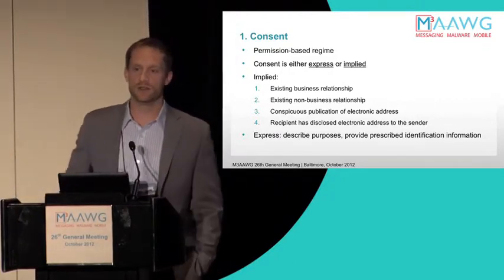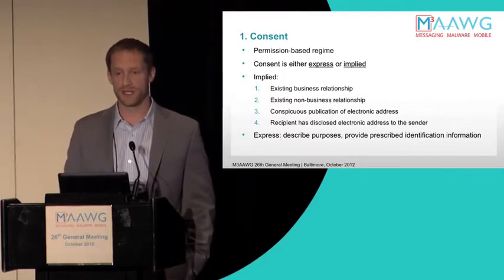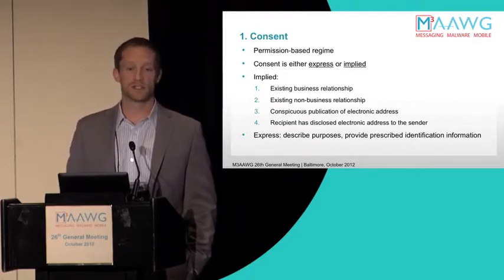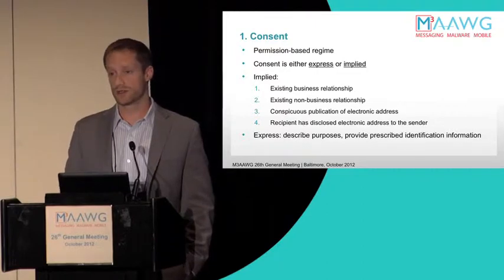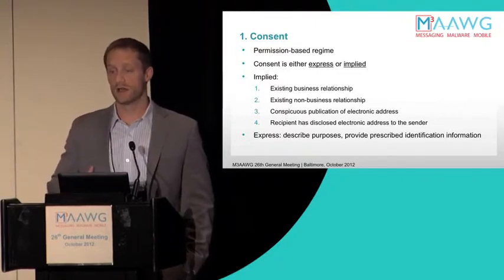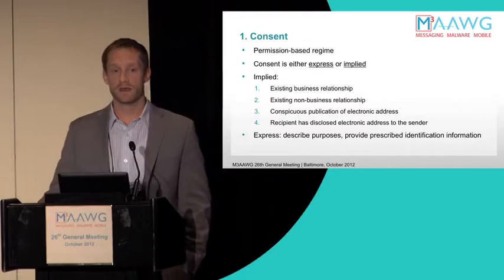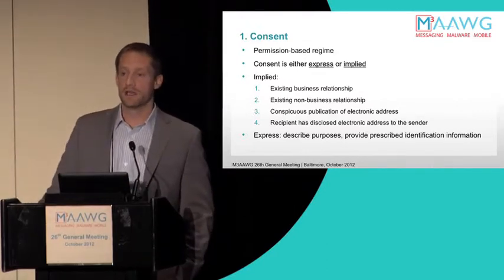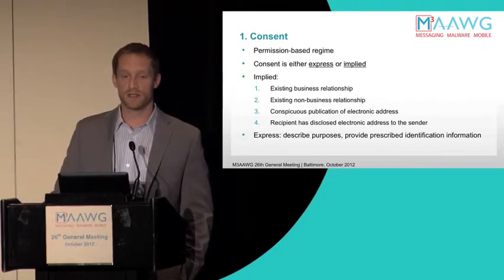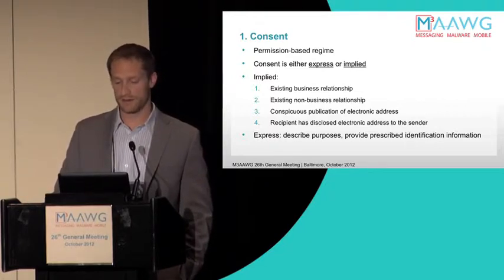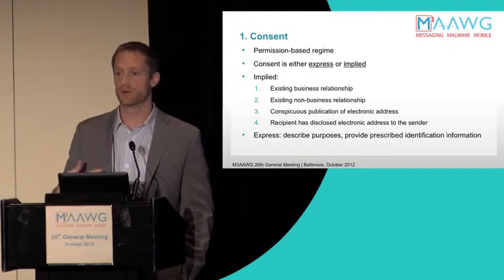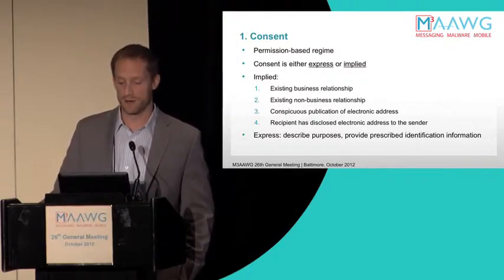And then the last 2 categories, we have conspicuous publication of electronic address. So if the recipient has conspicuously published their electronic address, for example, myself as a lawyer, I've published my email address on my website, then you have implied consent to contact me with two important conditions. First of all, the message has to be related to my business or official capacity. So if you're marketing legal publication to me, that's probably okay. If you're trying to sell me football tickets, that's probably not okay under the legislation.